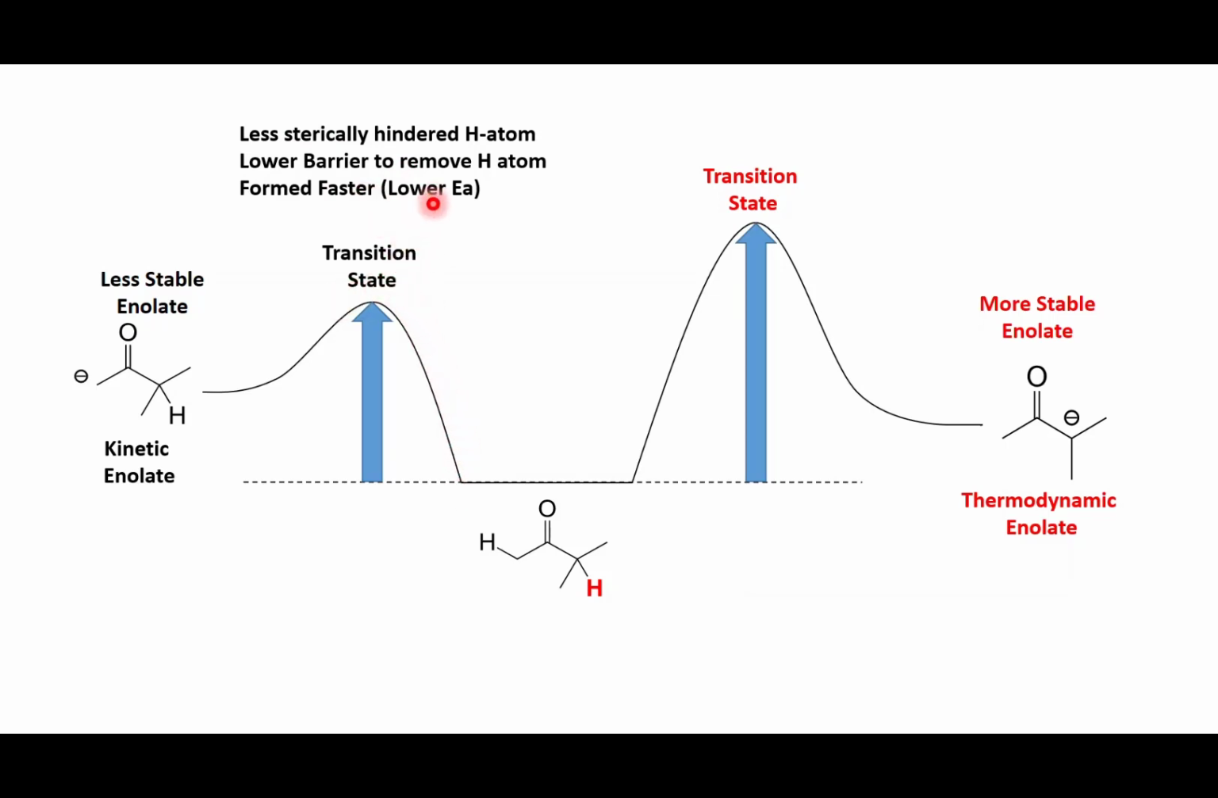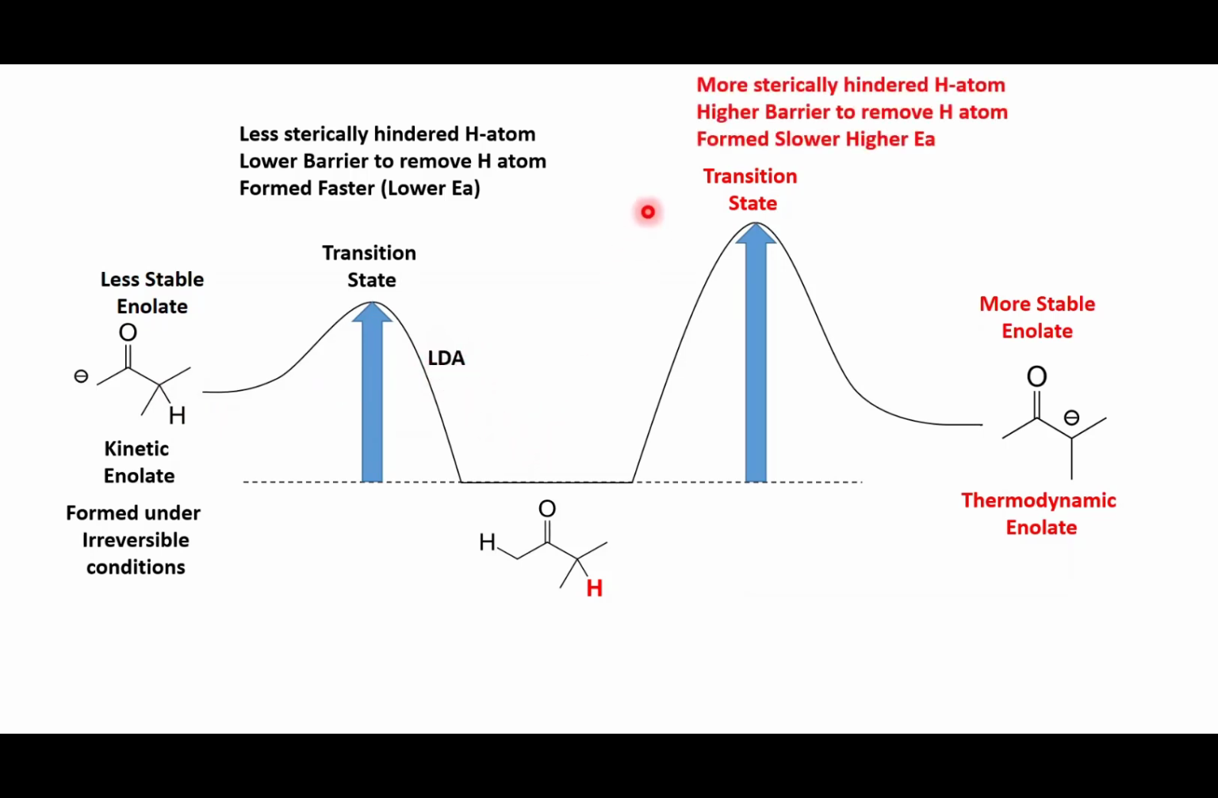And that gives us a lower activation energy, which means that it forms faster. Now, in order for us to favor the formation of this, we require special reaction conditions. We want the conditions to be irreversible. And to do that, we need to use a base that's really, really strong and also a little bit sterically hindered to prevent the attack at this position. So we use lithium diisopropyl amide. We'll look at that structure in just a second.